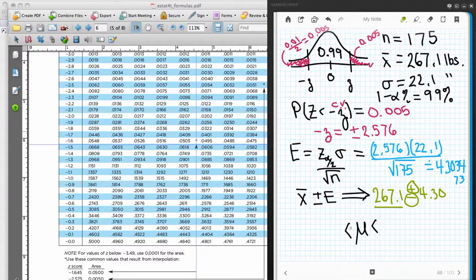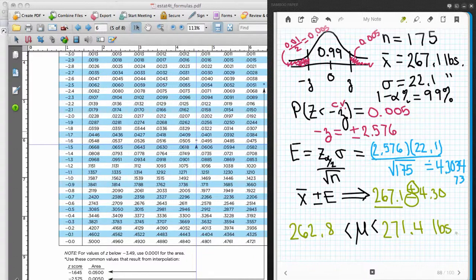So 267.1 subtract 4.3 is going to give me 262.8. And then 267.1 plus 4.3 is going to give me 271.4. And those are in pounds.